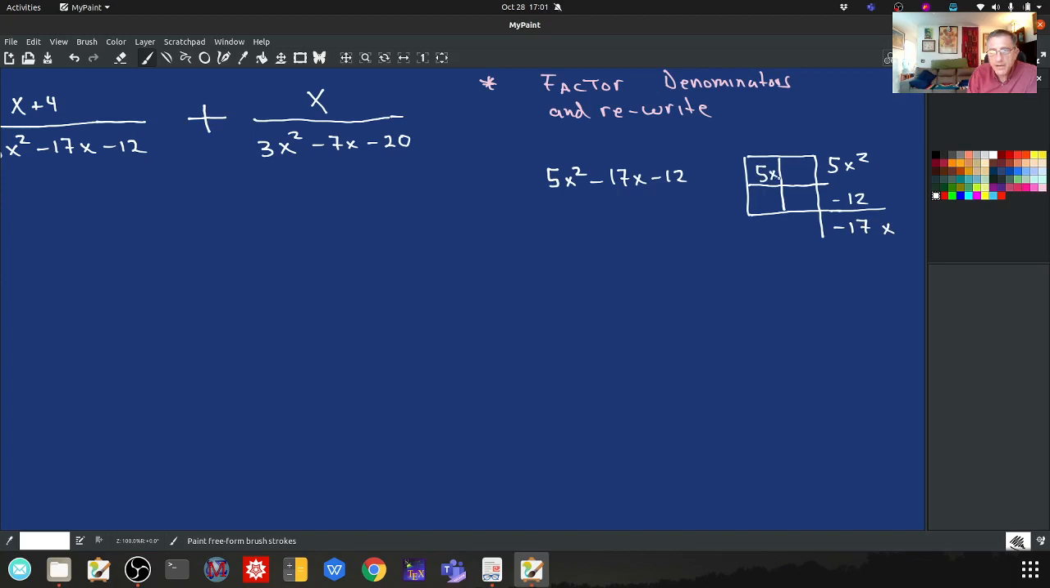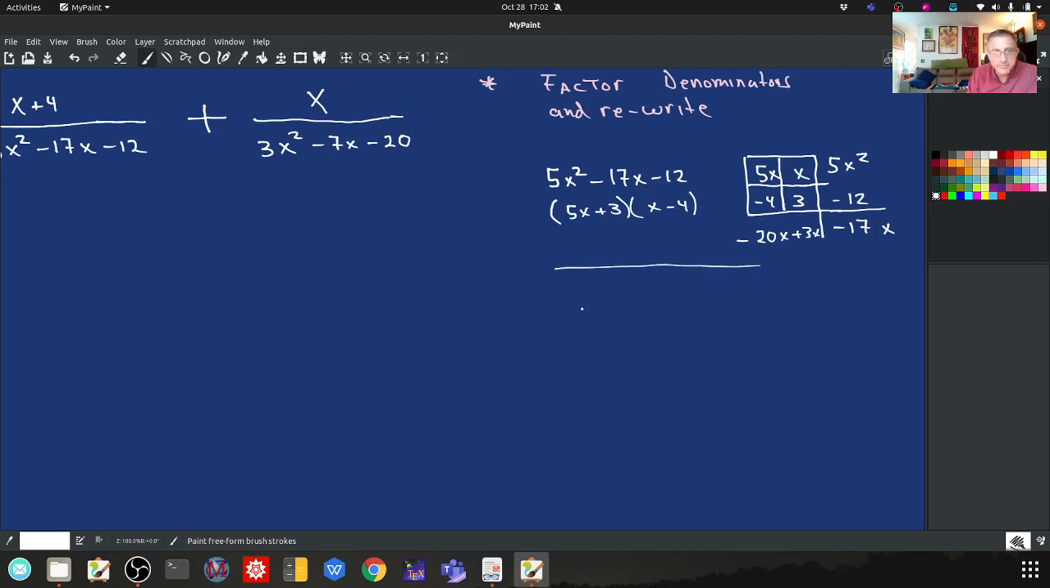Since 5 is prime, the top is easy. And let's do minus 4 and 3. So that gives us minus 20x plus 3x. So minus 20x plus 3x is minus 17x, so everything's done. So this factors to 5x plus 3 times x minus 4.